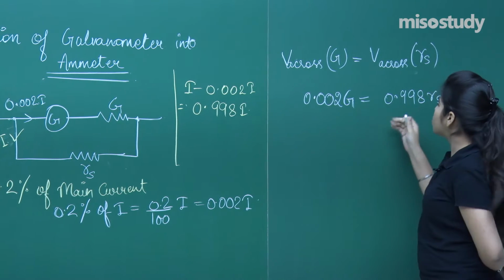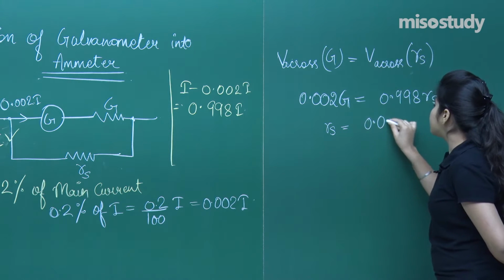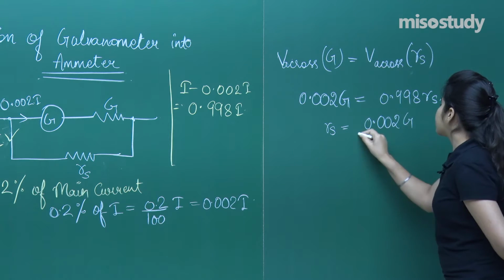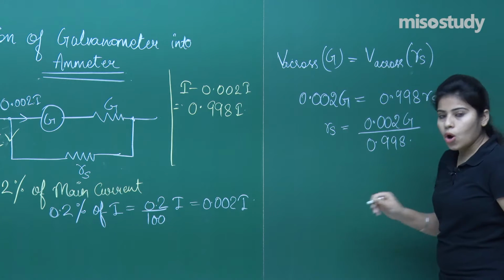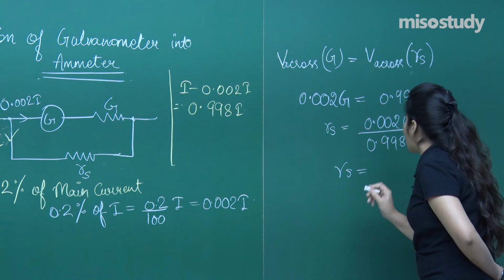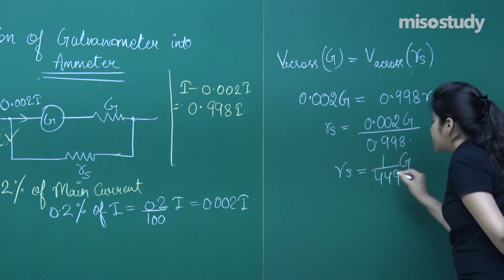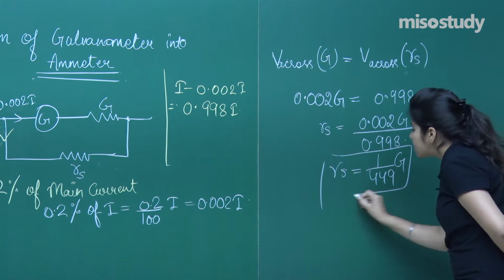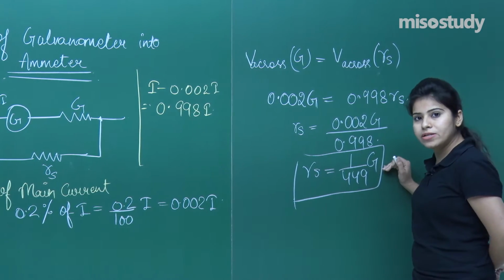So from here you can say that your RS value will come out to be 0.002 into G divided by 0.998. Or you can say your RS will come out to be 1/499 into capital G. Now this is the value of the shunt resistance in terms of capital G.